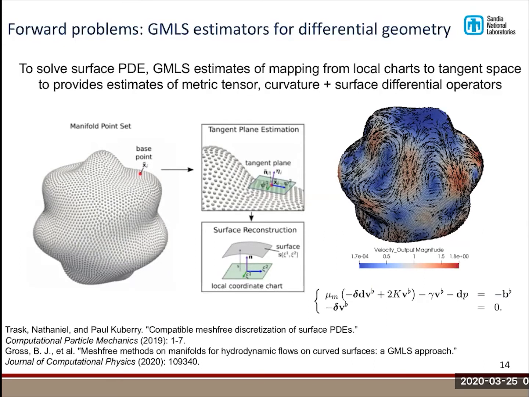Another area where we've used this is to solve surface PDEs. The really nice thing about GMLS is it gives you all of the information you need in order to work intrinsically on a manifold. Say you want to approximate something like a Laplace-Beltrami operator on a manifold. You can pick a point cloud sampling the manifold, pick one point, and estimate a tangent plane using something like PCA. Then you can use GMLS to estimate the mapping from the tangent space to the manifold. Once you have an estimate of that mapping, that provides you with everything you need, like a metric tensor and curvature, and you can approximate surface gradients and so on. We've done some work using this to solve the Stokes equations on manifolds.